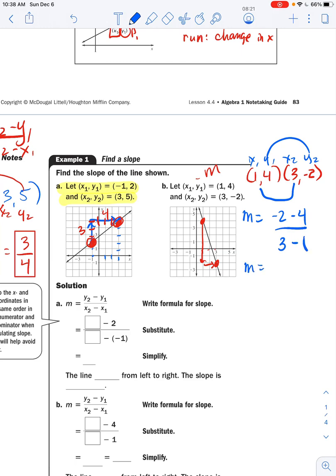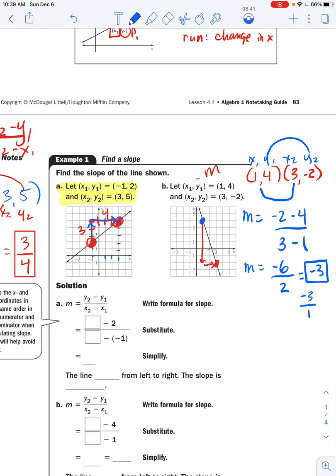Now think about that. Negative 2 minus 4 more is negative 6. On the bottom, 3 minus 1 is 2. And then I always simplify my answer. So in this case, I get a negative 3. So that's kind of confusing because it's not a fraction. But if you think, any whole number is going to be negative 3 over 1.